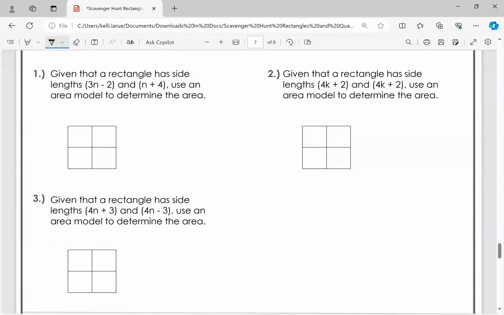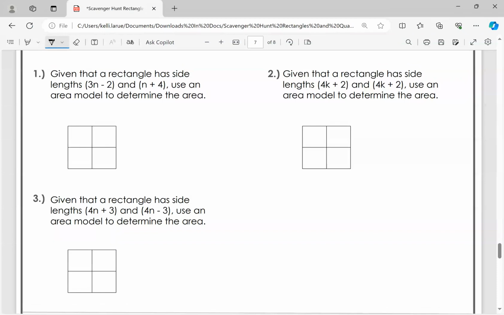Okay, so we are given that a rectangle has side lengths 3n minus 2 and n plus 4. Use an area model to determine the area. I do want to be clear, whenever you have a quiz or a test, I'm not going to prompt you like you were prompted on your practice sets.